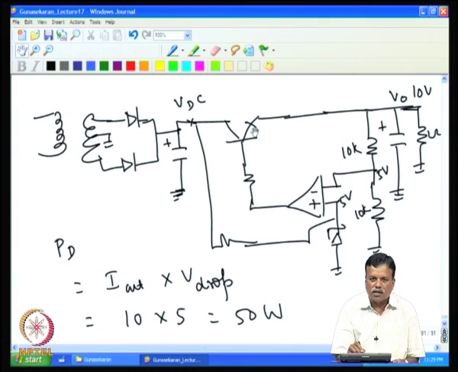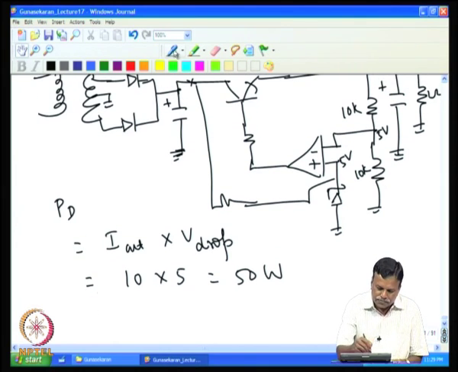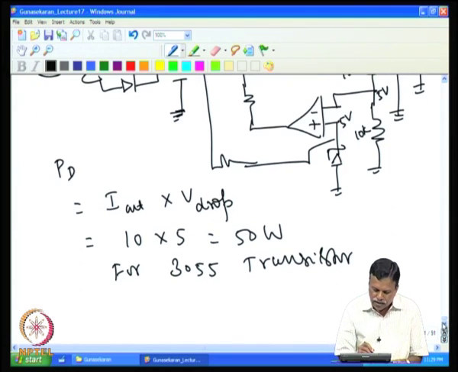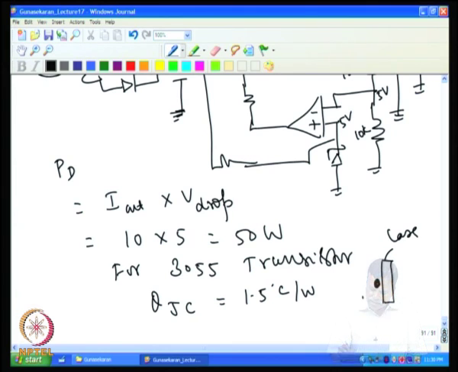even putting a heat sink will not be enough, because that will demand a very high heat sink, and even a high heat sink many times is not enough, because 50 watts is dissipated. For example, if we take the 3055 transistor, for the 3055 transistor, theta between junction to case is 1.5 degree C per watt. That is, 1.5 degree temperature difference is required between junction and case to dissipate 1 watt of heat. That is, from the junction, the heat comes to the case, and if 1 watt of heat has to come out, then the difference required is 1.5 degree.